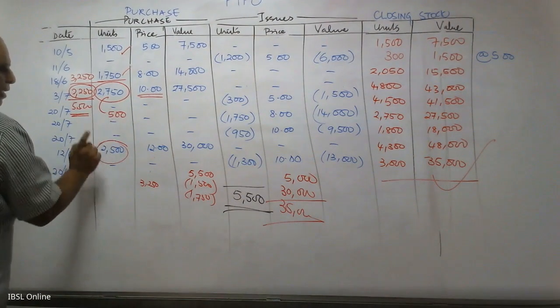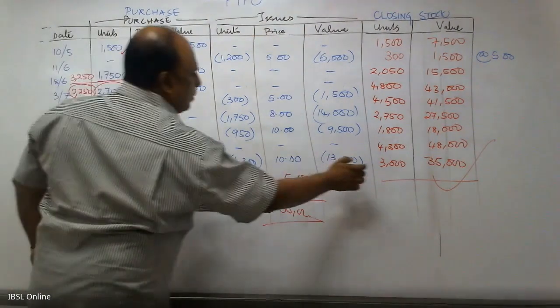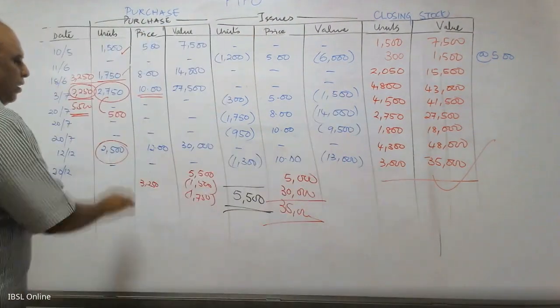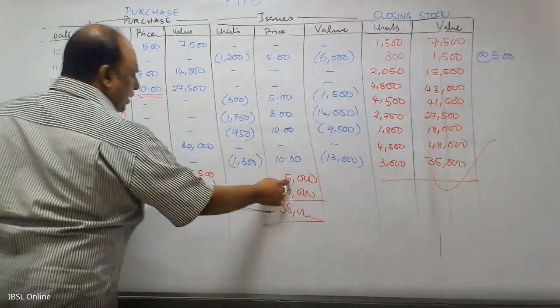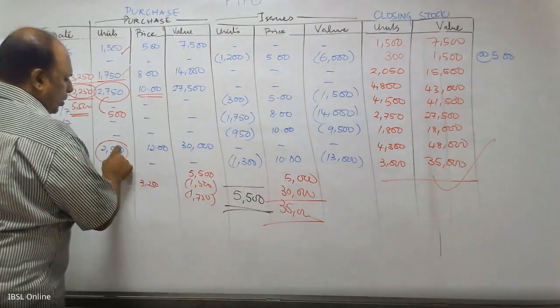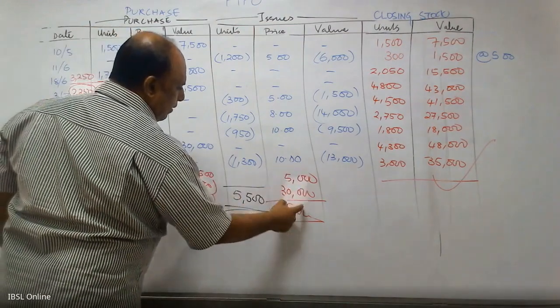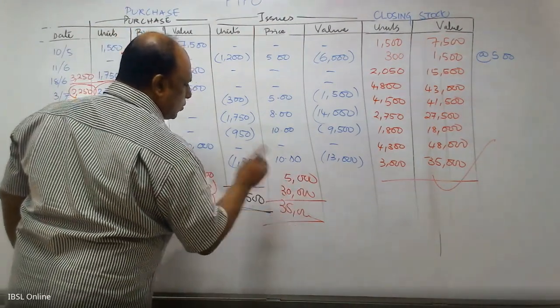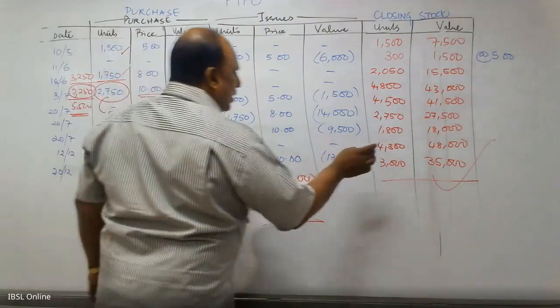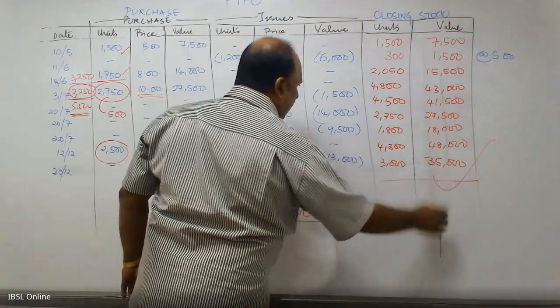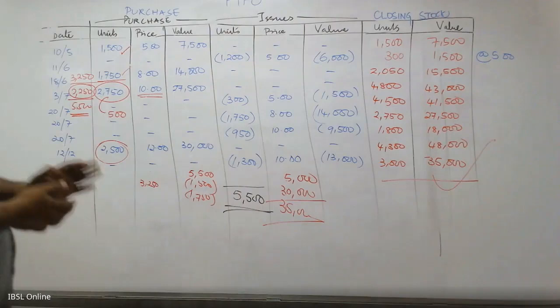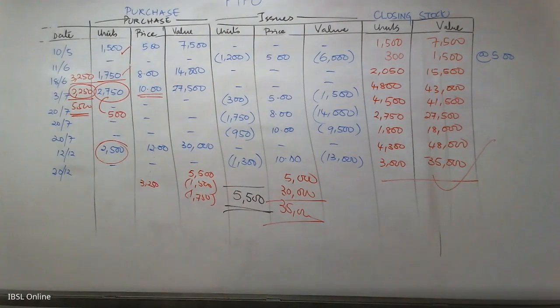This 500 plus 2,500 will give me 3,000 units. 500 at 10 rupees, which is 5,000. 2,500 units at 12 rupees will give me 30,000. So my value is 35,000. So your answer will be 3,000 units at 35,000 rupees. Okay. So what we have done is actually the FIFO method. Please go through it again.